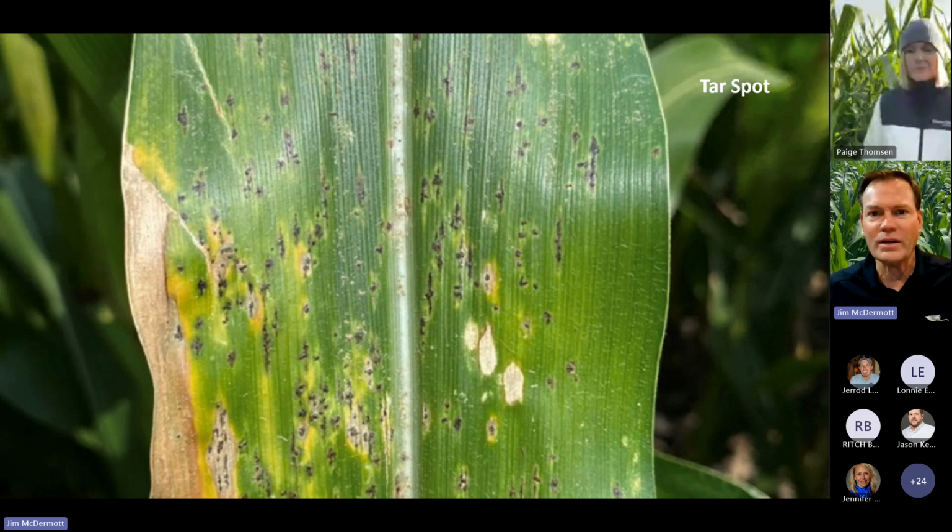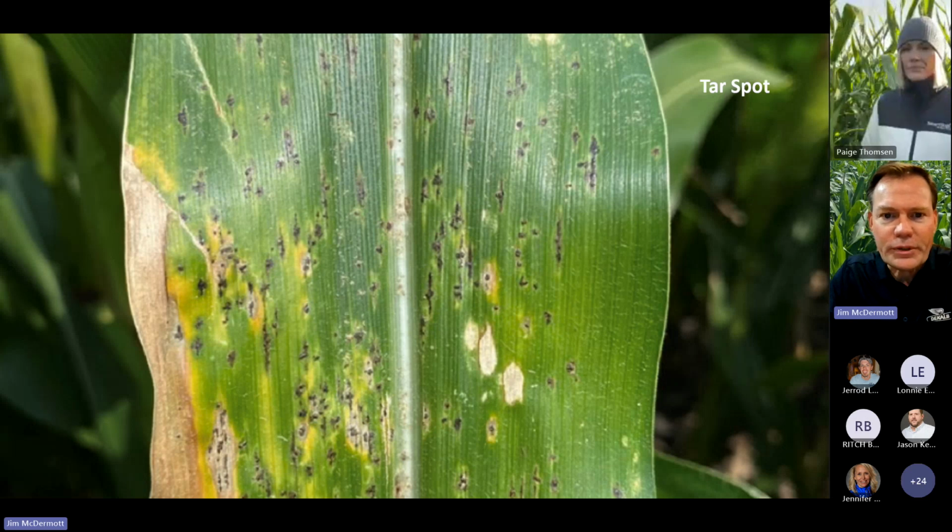Worthwhile watching on standability, not only with tar spot, but of course we've been talking about southern rust and common rust. Some of the other diseases that are present, they can all cut into standability just by reducing some of the plant health here late season.